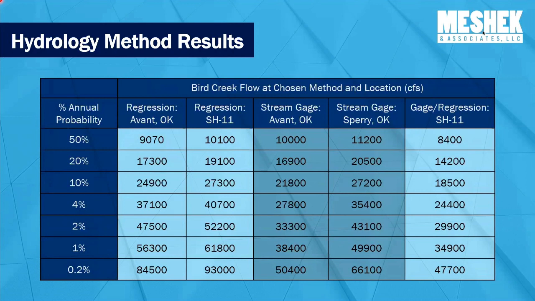So what our final choice in hydrology method ended up being is we chose to go with just the pure gauge analysis results. And we wanted to take that because those represent physical historic flows on Bird Creek, and we feel like they're just going to be more accurate for the stream. So what we actually did for our modeling was we used the Avant stream gauge analysis and used those probable design flows.